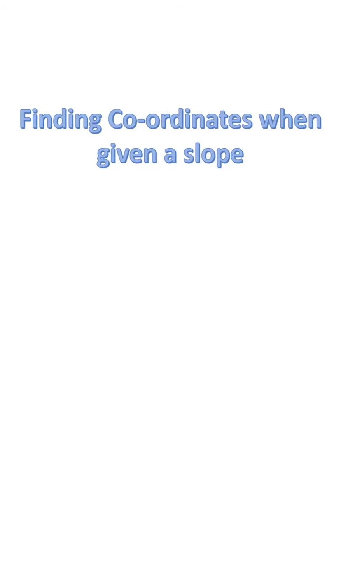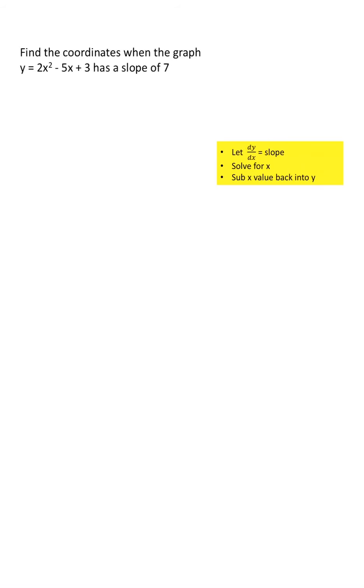Okay, so now let's find coordinates when we're given a slope. So here we need to find the coordinates when the graph y equals 2x squared minus 5x plus 3 has a slope of 7. So we're going to follow the method here in the yellow box. So find dy dx, let it equal to the slope. We then solve for x, and then sub the x value back into y.